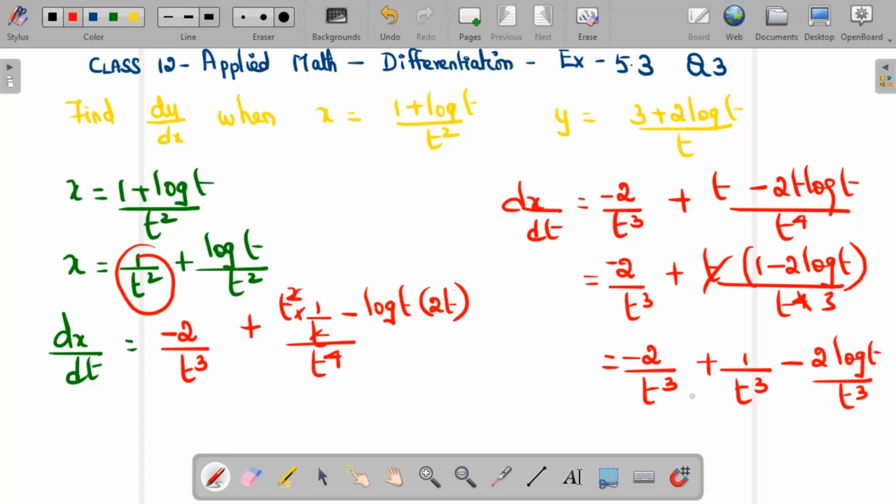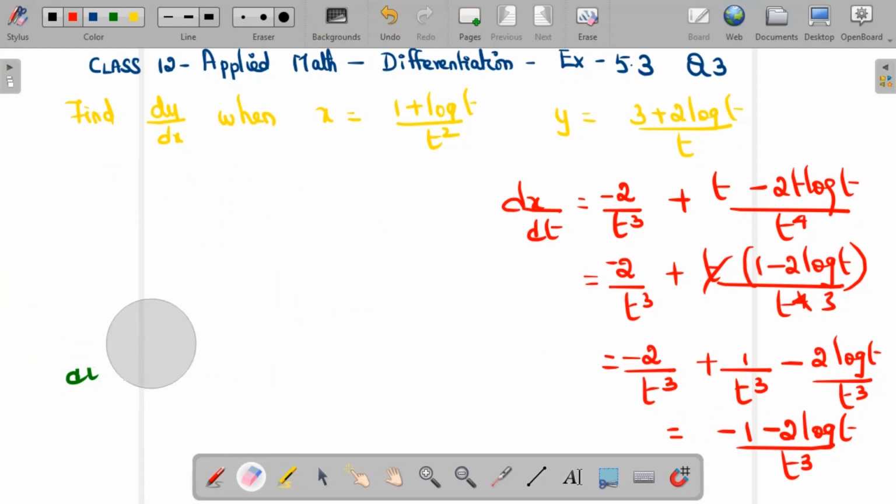So next step, I'm going to combine this minus 2 by t cube and plus 1 by t cube. So this is (minus 1 minus 2 log t), the whole divided by t cube. This is the answer for just dx by dt. So now let's calculate what is dy by dt. Before that, let's circle out this particular expression. We are going to use that for dx by dt.